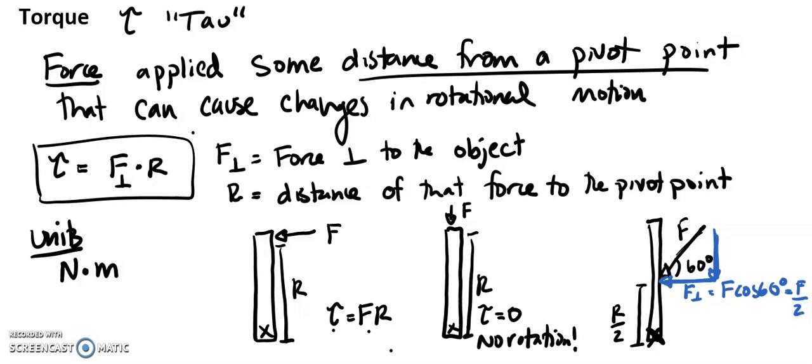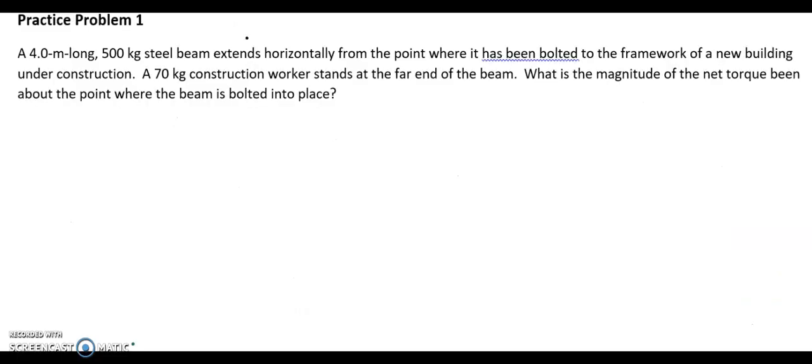Cool. So the torque for this one would just be F perpendicular, which is F over 2, times the distance from the pivot, which is r over 2. So that's just FR over 4. Awesome. So we're going to go ahead and solve a couple example problems now. I encourage you to read the problem yourself, try it yourself, and then you can check back in on the video.